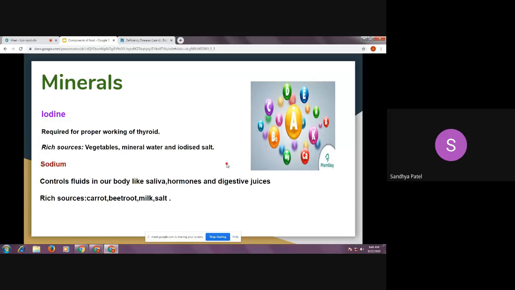Yes, sir. Sodium, the last one. Sodium controls fluids in our body like saliva, hormones, and digestive juices. There are some chemicals. For example, when you see your favorite food, your mouth starts watering, right? So that is one type of fluid: saliva. And hormones. There are some hormones in our body.